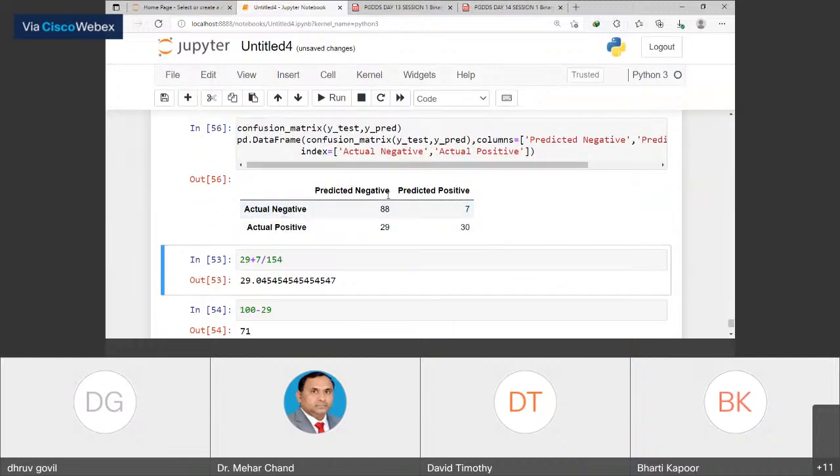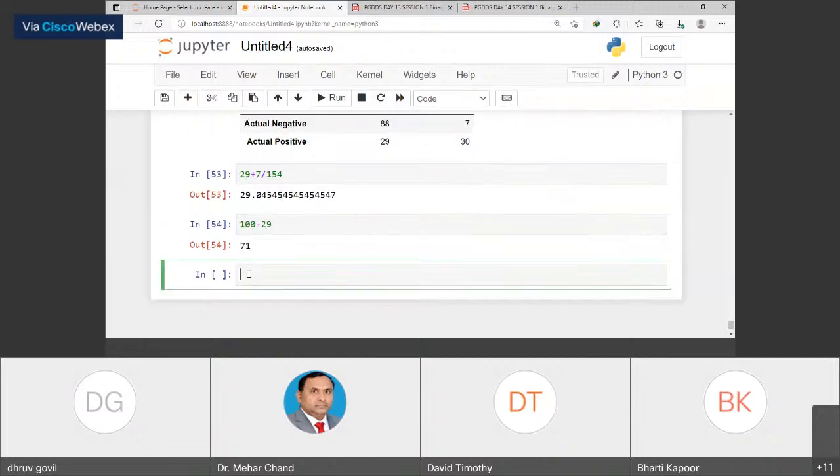Actual negative and predicted negative means it is right. Actual negative but the prediction is positive means it is misclassified. Actual positive, predicted negative is also misclassified. Actual positive and predicted positive is classified. So through this we can calculate the accuracy as well as the errors. This is the method we can use, or we can also try another method to calculate the accuracy.